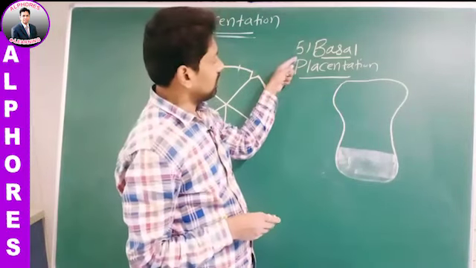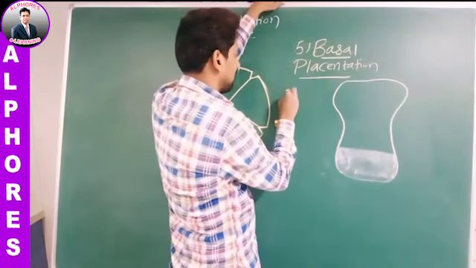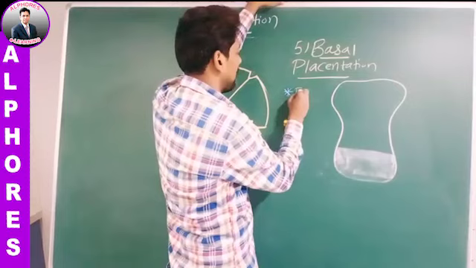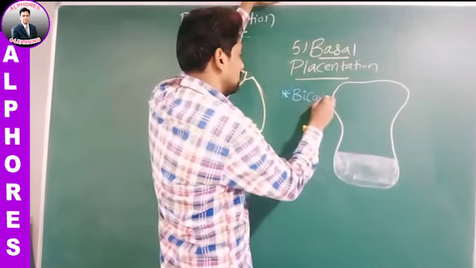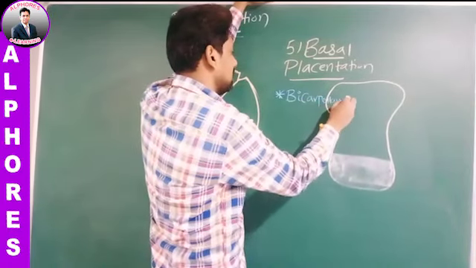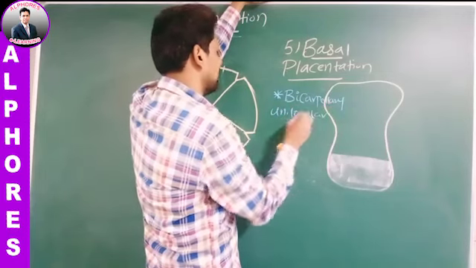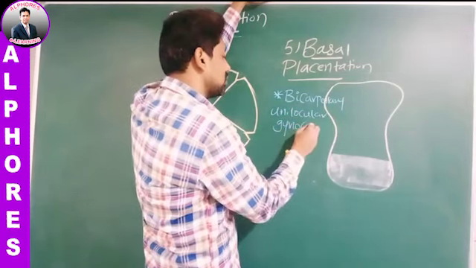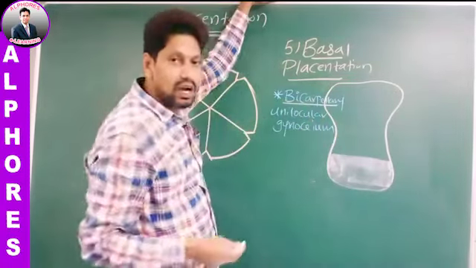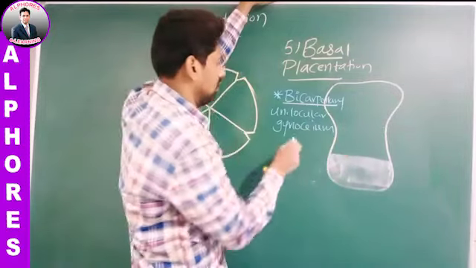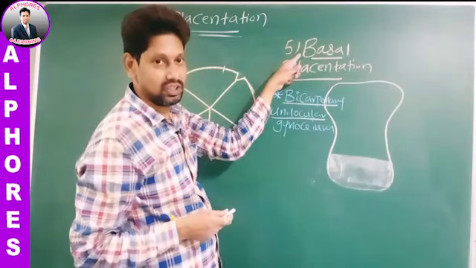Go for the fifth one. What is basal placentation? This basal placentation is present in a gynoecium which is bicarpellary and unilocular. How is the gynoecium? With two carpels, bicarpellary. How many locules are there? One locule, unilocular. What is the placentation? Basal placentation.